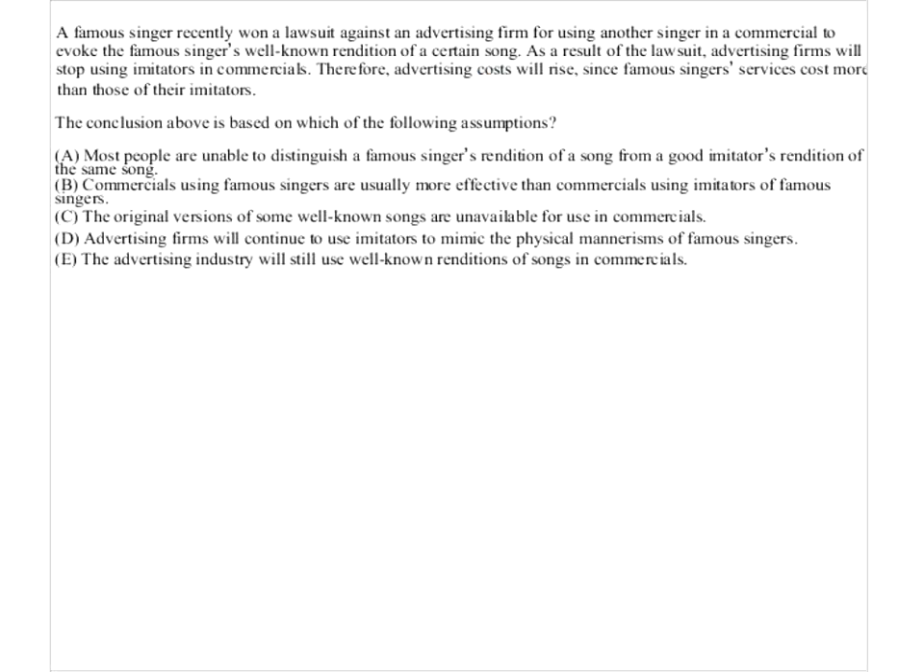But let's go ahead and do the reversal method here. The most popular choices were B and E. So let's use the reversal method on those choices. For choice B, the reversal of choice B says commercials using famous singers are usually more effective. So the reversal of this would be that commercials with famous singers are no more effective.